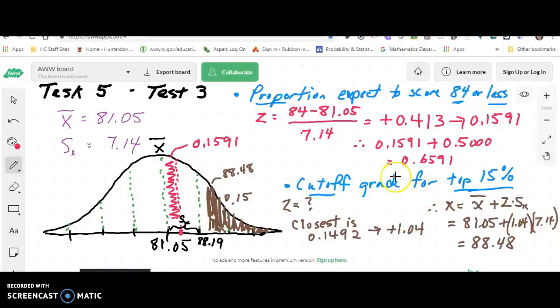So the 81.05 came from here. The z-score came from the table in the back of the book. And the standard deviation came from my data set also. I plug all these values into the formula, and I end up with a value of 88.48. That is the test score on test 3. That would be the cutoff grade, such that all the values above would be in the top 15%. All the values below would not be.